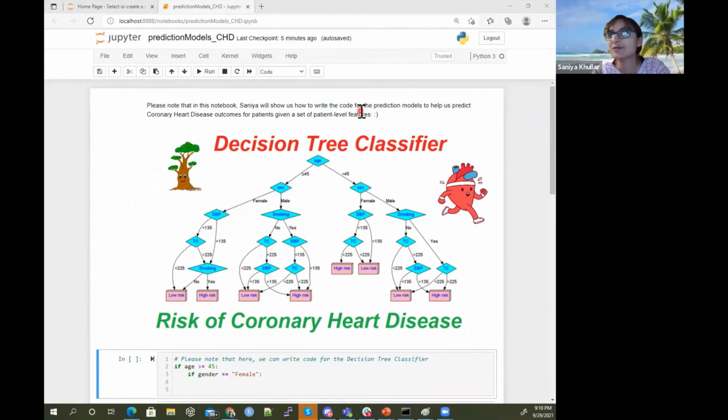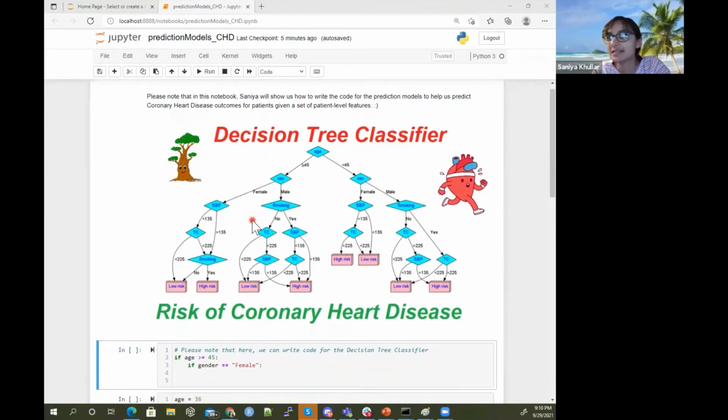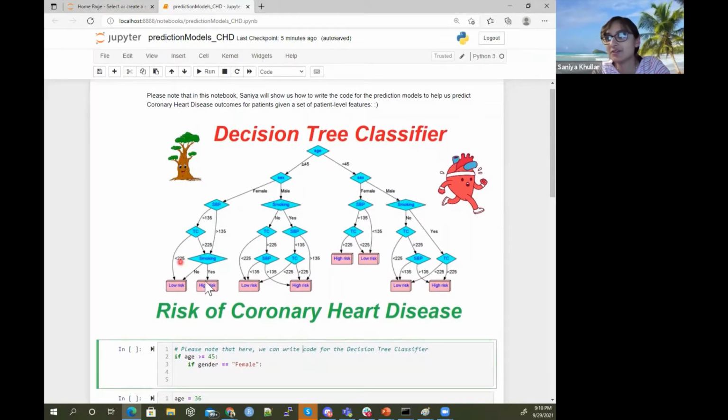In this notebook, I'm going to show us how to write code for the different prediction models to help us predict coronary heart disease outcomes for patients or for individuals, given a set of patient level features. So this is the decision tree classifier I was talking about, where it's almost like a fortune teller. You have age, you have gender, smoking status, systolic blood pressure, total cholesterol or serum cholesterol level, all these variables here. So, we can write this as a set of if-else statements. So we're going to try to represent this tree in code.